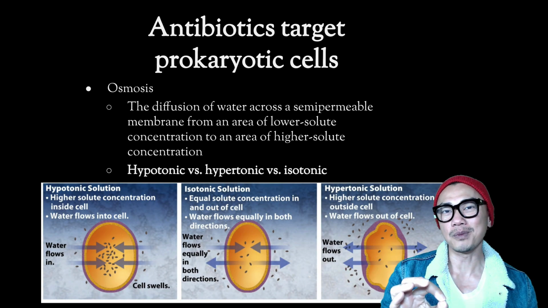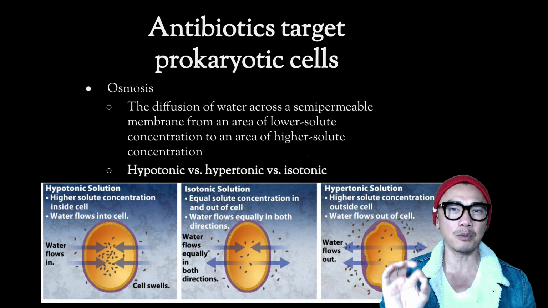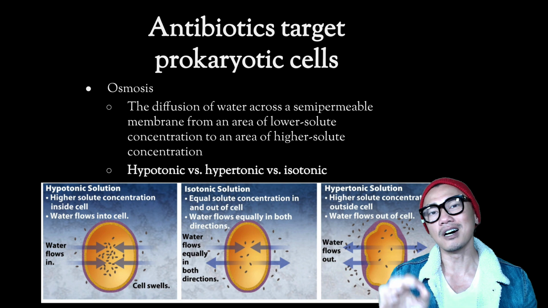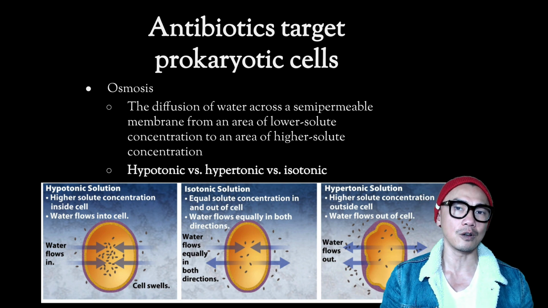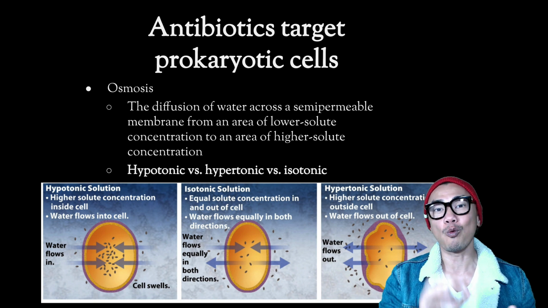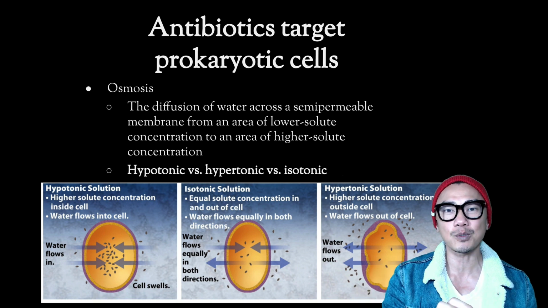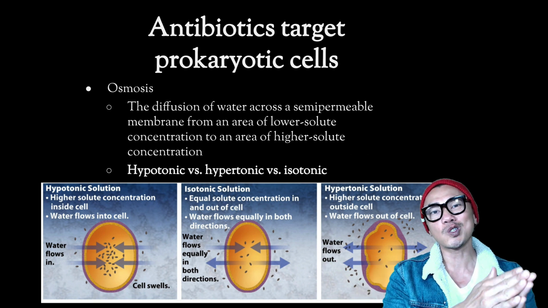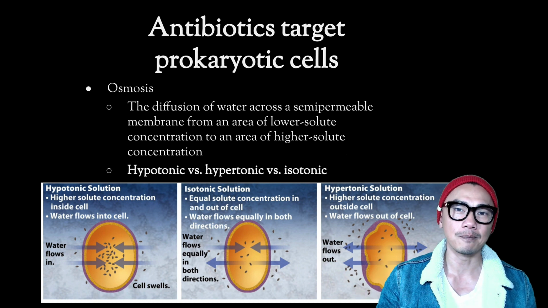Osmosis is the movement or diffusion of water across a semi-permeable membrane from an area of lower solute concentration to an area of higher solute concentration. The easiest way to think about this is that water will move from where it's more pure to where it's less pure. Things like salts that are dissolved in the water will affect its purity.